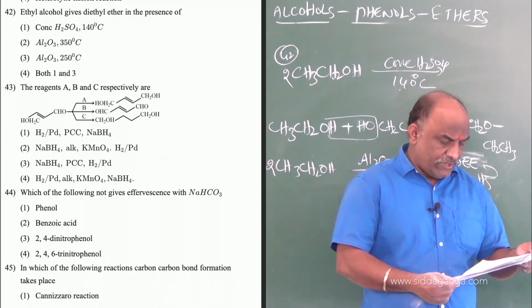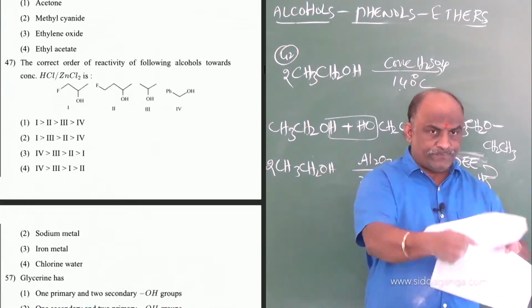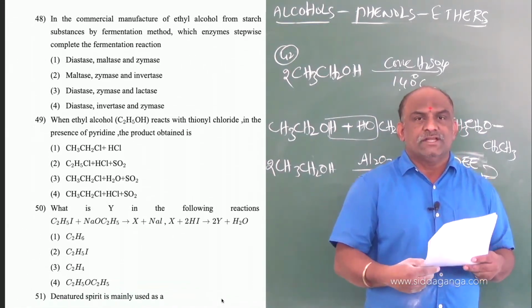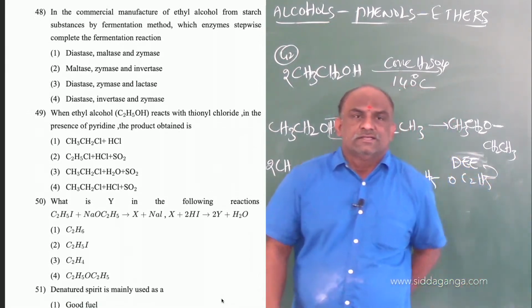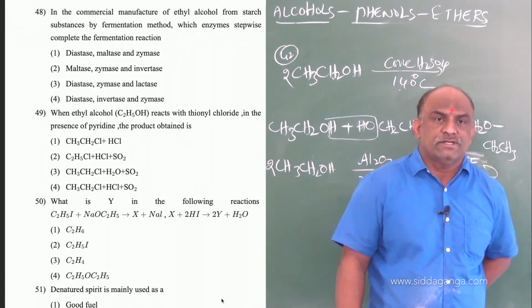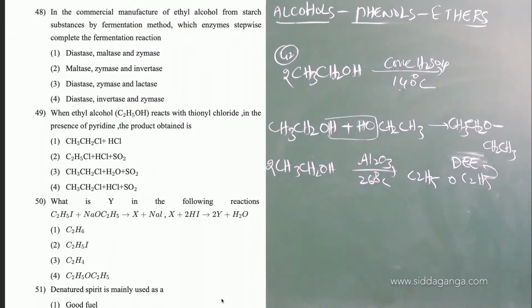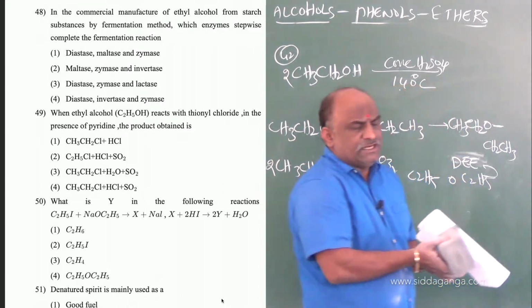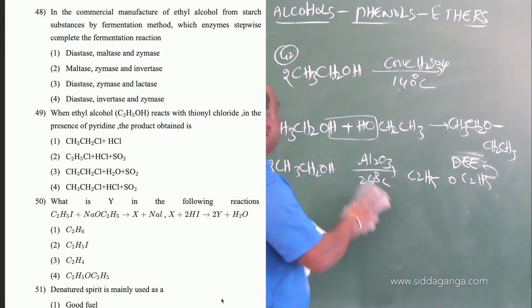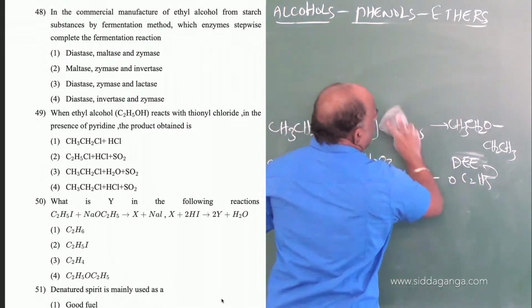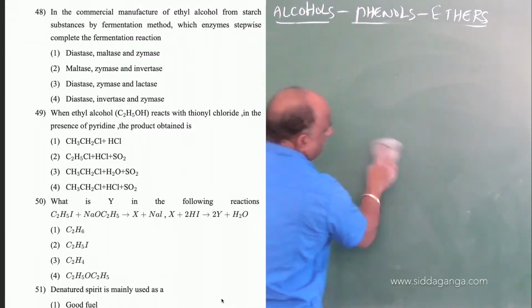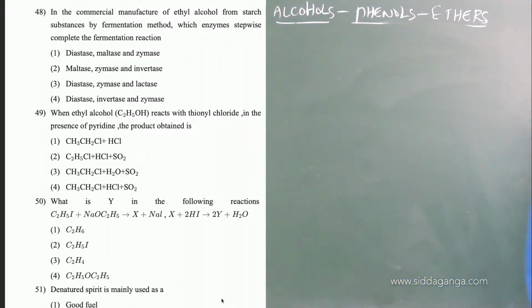For question number 42 done, we go to question number 48: in the commercial manufacture of ethyl alcohol from starch substances by the fermentation method, which enzyme stepwise completes the fermentation reaction? Don't neglect this type of question, because from the CET point of view they may prefer this type of question also. Already we know two methods of fermentation: one is from sucrose, meaning mother liquor, molasses, and the second one is starch.